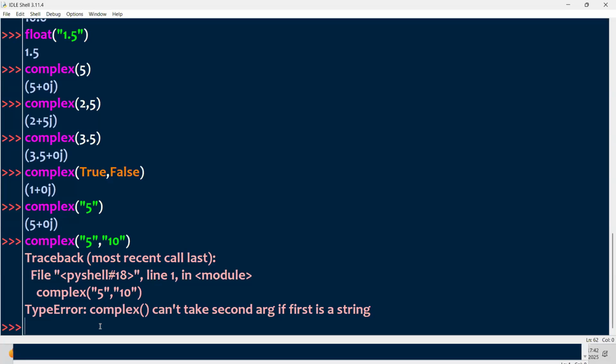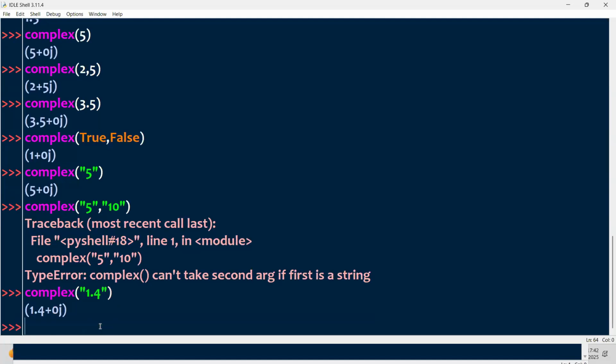Here, I converted integer to complex, string to complex, boolean to complex. Next what? String of integers and floats also you are able to convert into complex. Let's try this one, complex of, let me try this. Let's see that. Yeah, see. Next what? Bool.